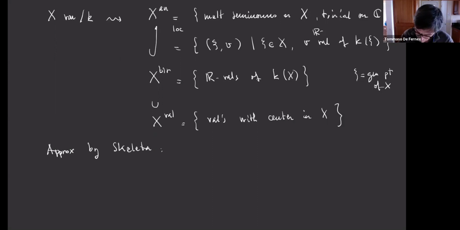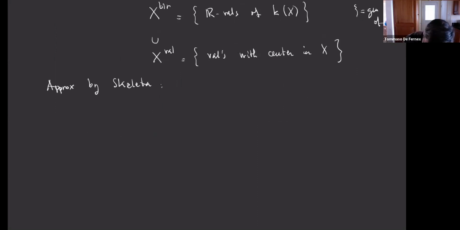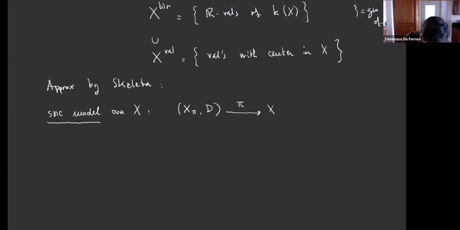Okay, so let me explain this. Let me first introduce a notion of a simple normal crossing model of X. Of course, a simple normal crossing model is a pretty common notion, but I want to make a couple of specifications in my definition for this talk. So this corresponds to some model X_pi with some boundary divisor D with a map pi to X, which is proper and rational.